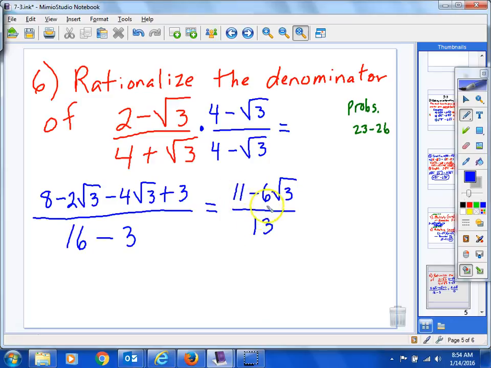There isn't anything I can do. I would typically look at these numbers that are not under the radical to see if I could reduce this fraction. Besides 1, which really doesn't count because that wouldn't change anything, there are no numbers that would divide into 11, 6, and 13. So therefore, I can't reduce this fraction anymore. And so this ends up being my final answer to this problem.